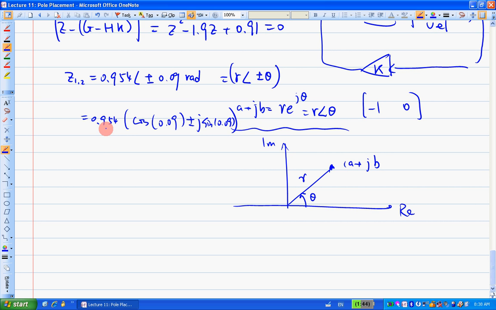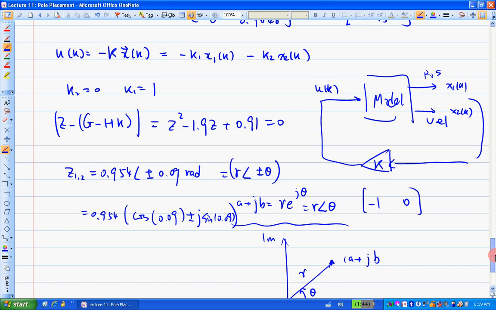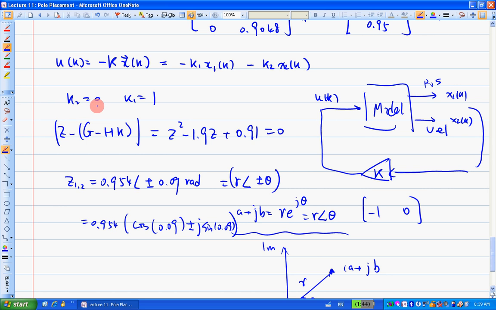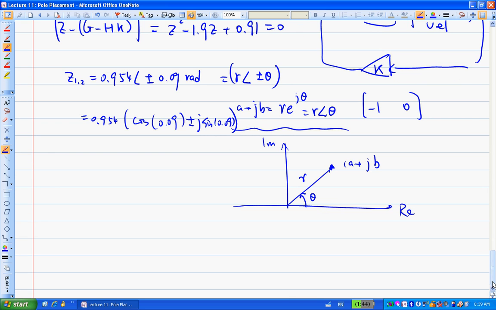So basically, the two poles that you place are within the unit circle, right? And it's pretty close to the boundary, but it's within the unit circle. So you do have a stable response with the selection of k1 equal to 1 and k2 equal to 0. But that's kind of blindfolded, we don't even know where we're placing the pole. Usually it's the other way around: you select the pole to pick k1 and k2.